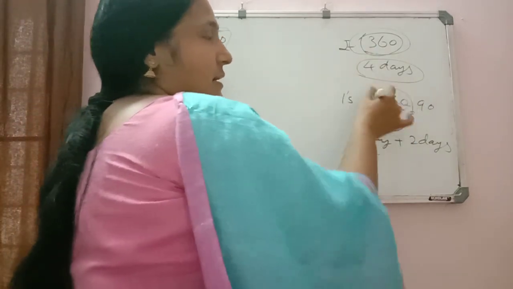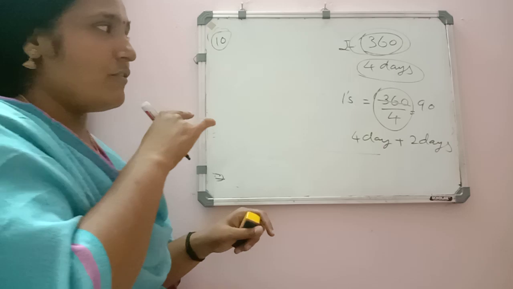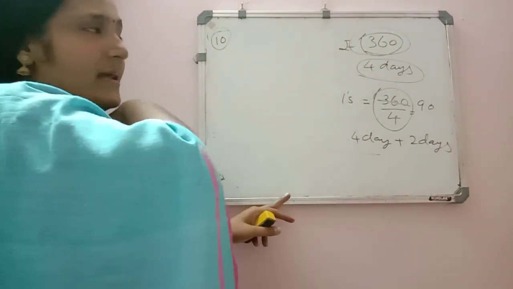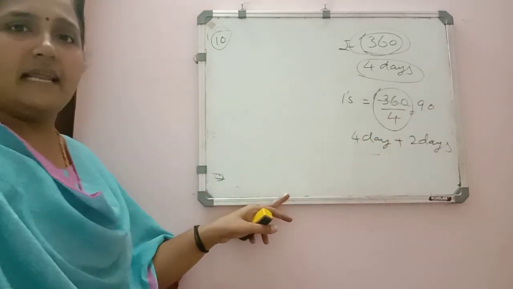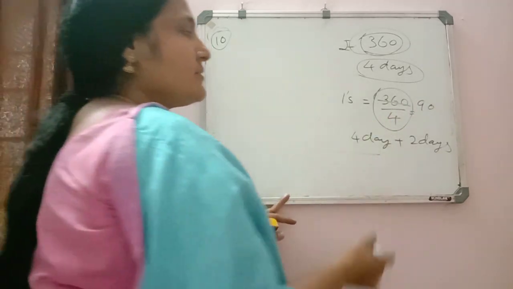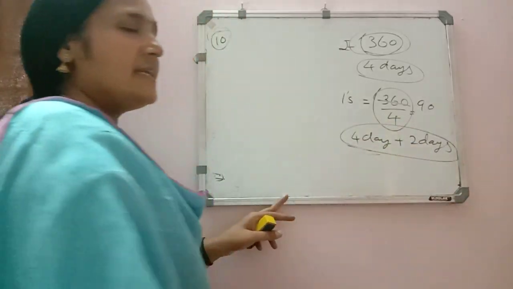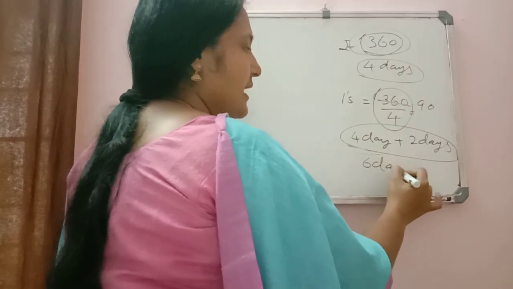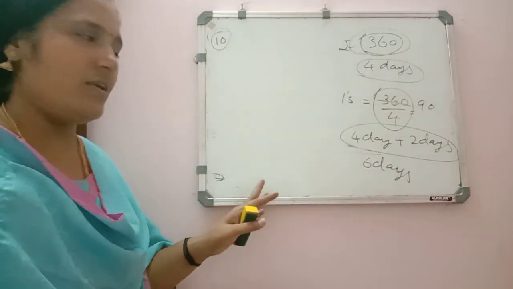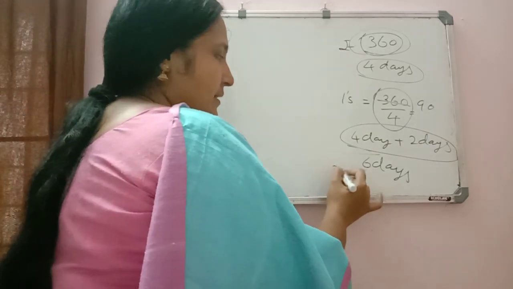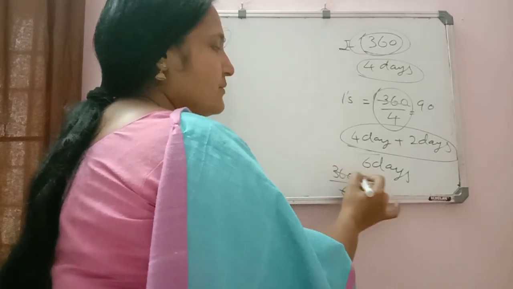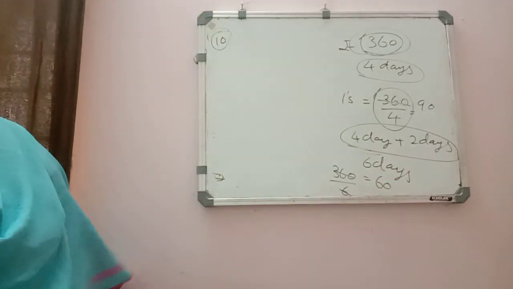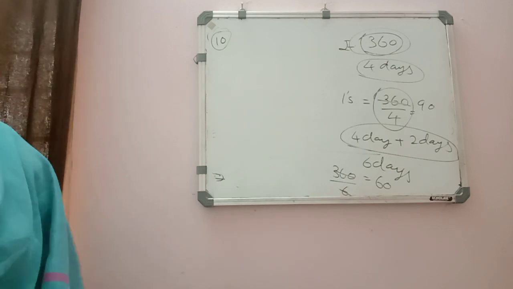First we planned to go for a tour for 4 days. So with 360 rupees in my hand, I can spend 90 rupees in 1 day. But now due to some reason we have to extend the tour for 2 days more. So now I have 6 days with me and the same 360 rupees. So my expense for 1 day will be equal to 360 by 6, that is equal to 60 rupees. So this is the concept which we are going to use to solve this question.